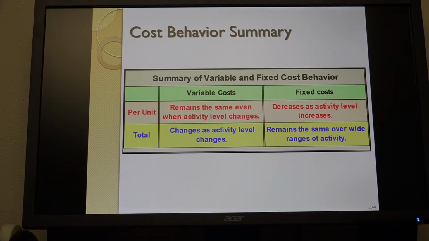All right, so this is just a summary of what we've talked about. Variable costs per unit remain the same even as activity level changes. Now, of course, that's within a relevant range also. As far as fixed costs per unit, they decrease as activity level increases. Back to variable costs, the total for variable cost changes as activity level changes. For fixed costs, the total cost remains the same regardless of activity, again, within a relevant range.